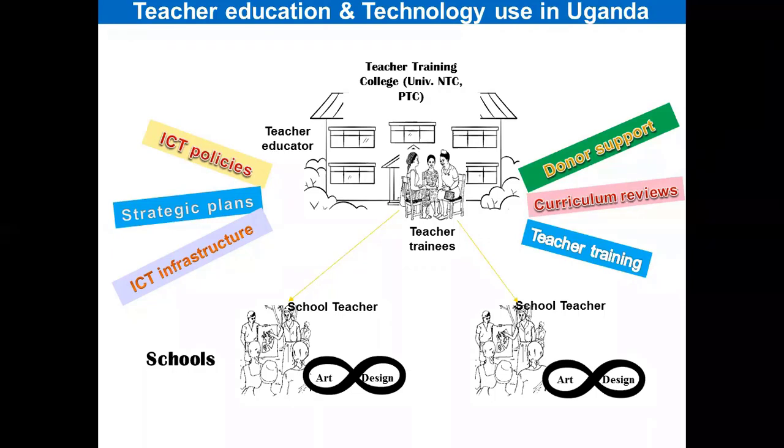As you could see from the presentation, Uganda has an ICT policy for education. It also has other strategic plans, but also teacher training institutions have their internal policies that guide the use or integration of technology in education. We look at that later, whether these policies, at national or institutional level, are effective or not.